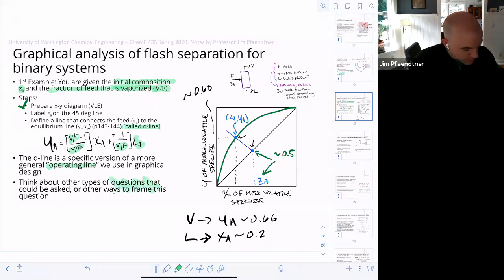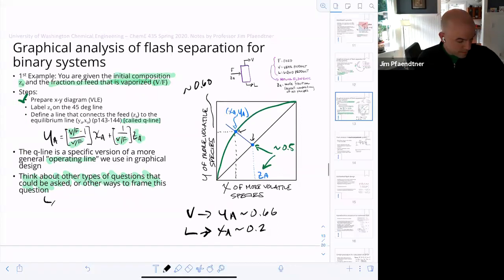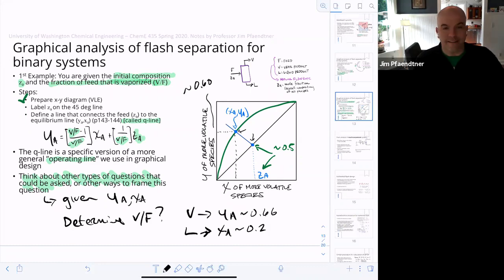The thing that I would encourage you to do is think about other ways that we can frame this problem. So for example, if you're given YA and XA, then you can determine V over F. That's another type of way to ask the exact same problem. There's probably half a dozen different questions I could come up with, where if you understand how to do this problem, you'll be able to work that out. And if the only thing you understand is what I've written on this slide and this one example, you may struggle a little bit. So do spend some time working through this concept.